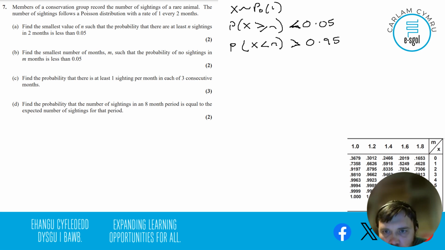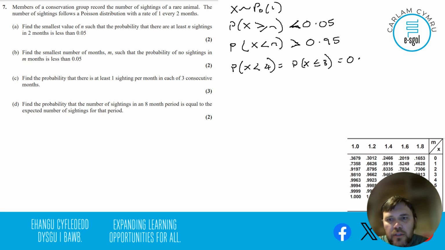Then if we have a look at our table down here, we're looking for the first place where it is greater than 0.95. The probability of X being less than 4 is the same as the probability of X being less than or equal to 3, which gives us a value of 0.9810, the first place where it is above. So n is equal to 4 for that first question.